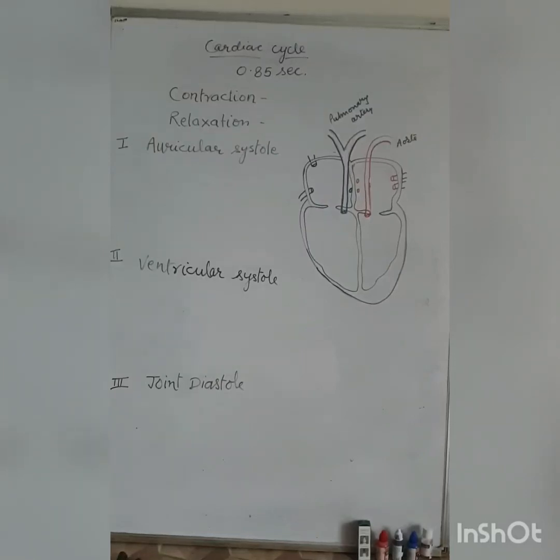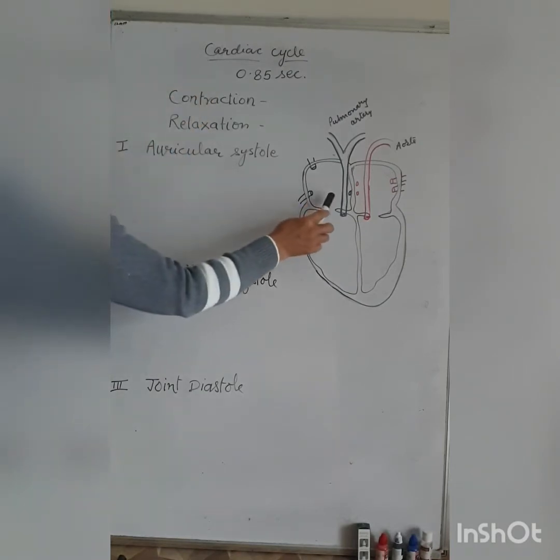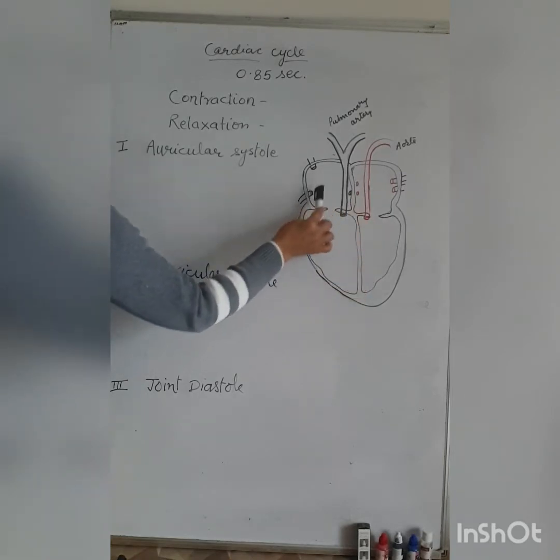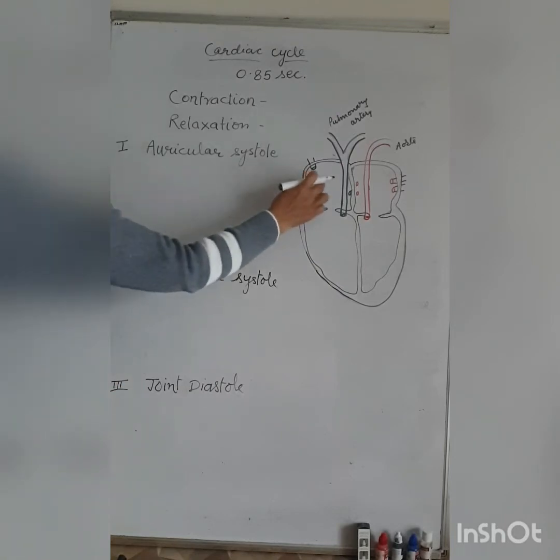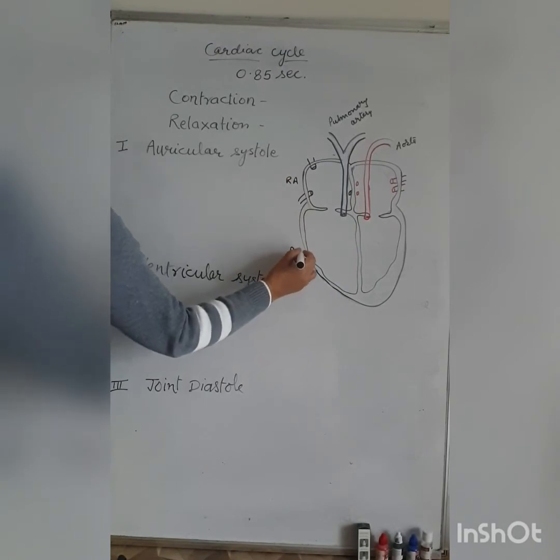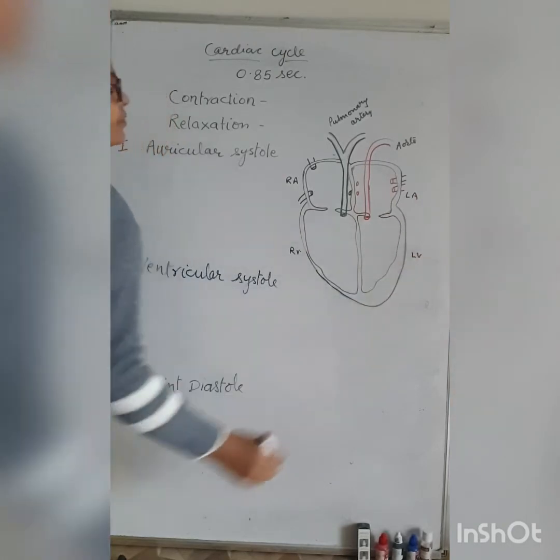Good morning everyone. Today we are going to start the cardiac cycle. In the last video we discussed the different chambers or compartments of the heart. As we already discussed, this is the right auricle, right ventricle, left auricle and left ventricle.